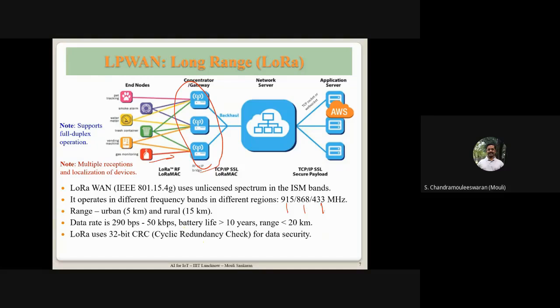And it uses security, CRC encoding, so that even if there are errors in the data or any intrusion in between, you can catch it. Very high immunity towards interference. Immunity towards interference is better.